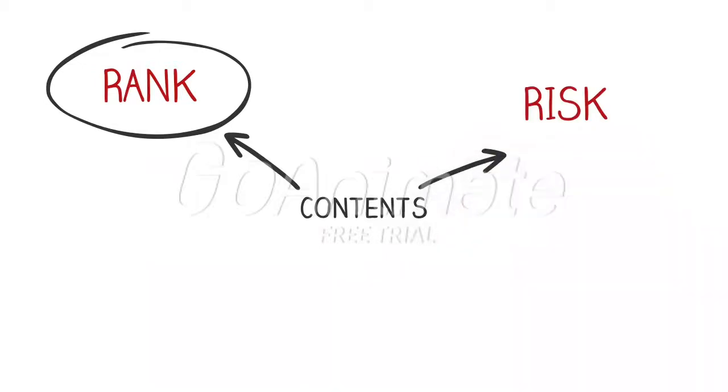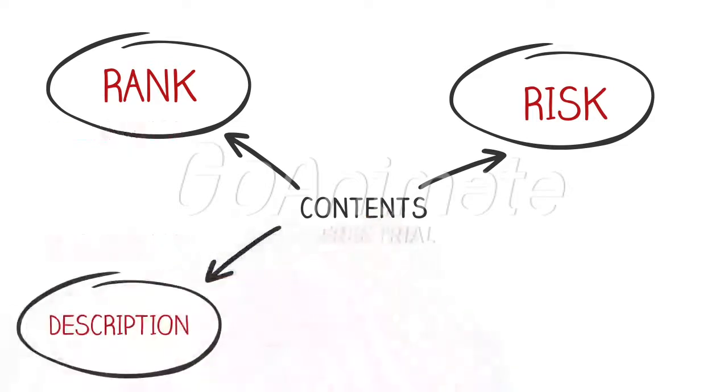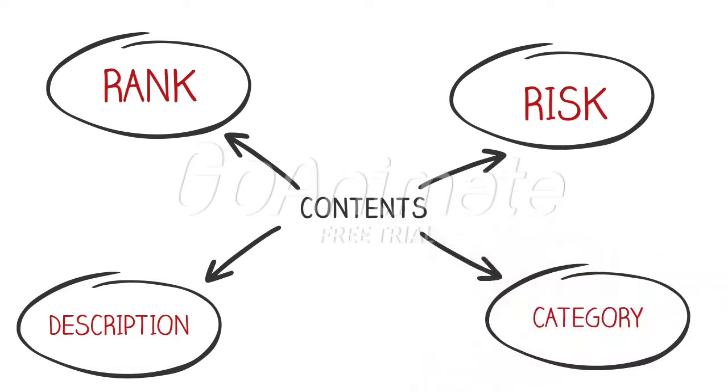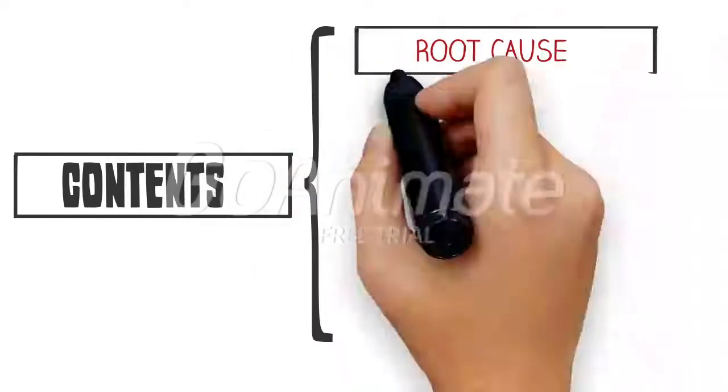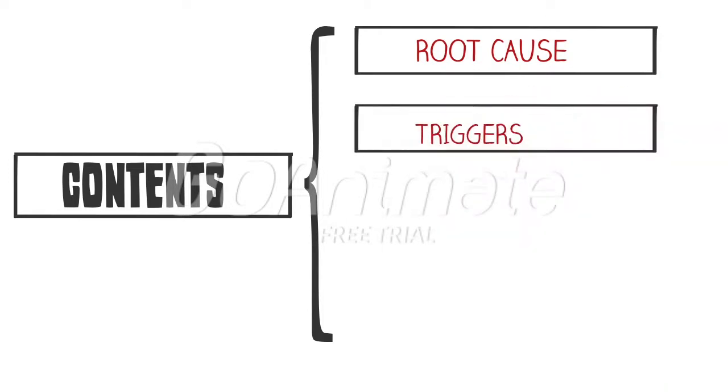Next is risk. The risk column is a short, simple title of the risk. The description column is a brief description about what the risk is about, the causes and impact. Category is where to categorize the risk, whether it is a market, financial, people, technology or structural risk. Root cause. This column is about the cause that would be causing the risk. Triggers. Triggers are something which indicate that a risk is about to occur or has already occurred.